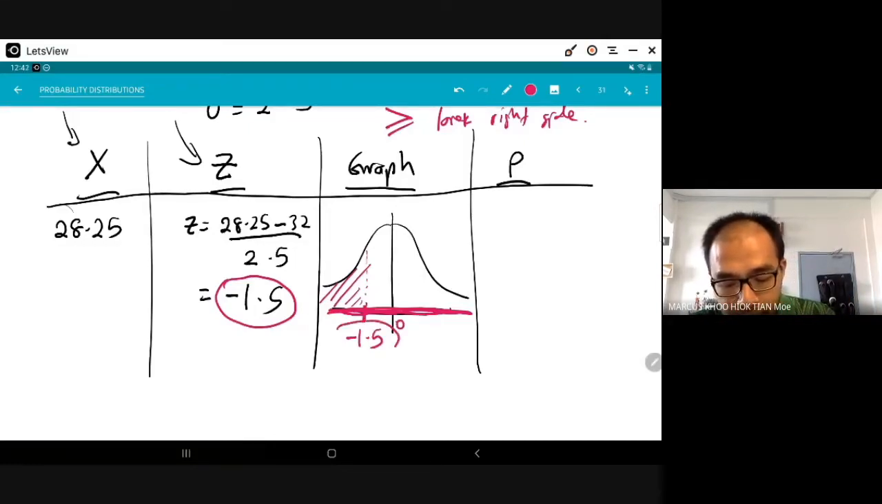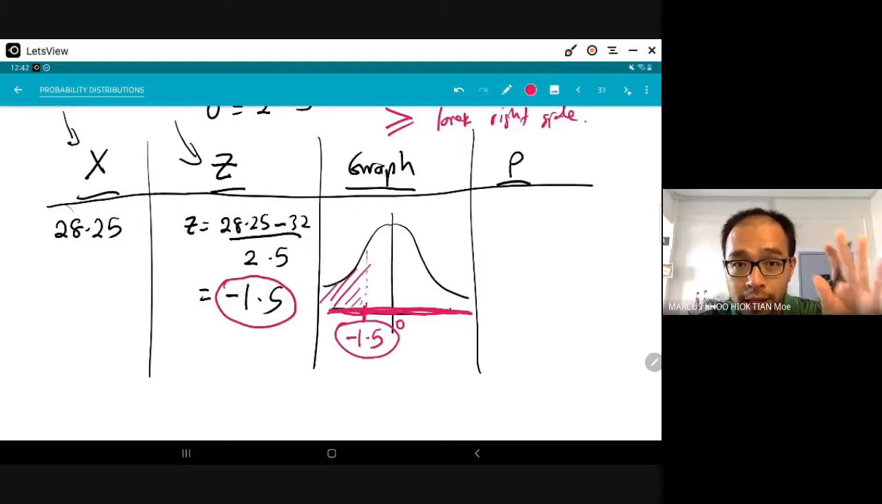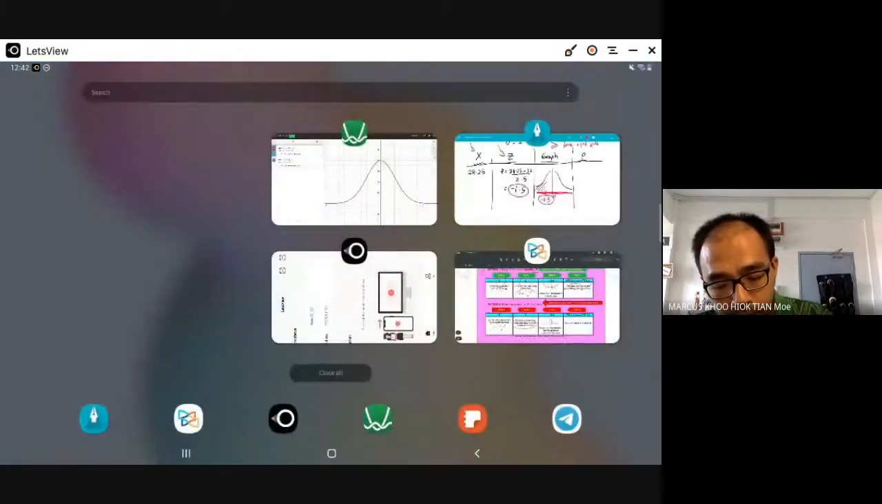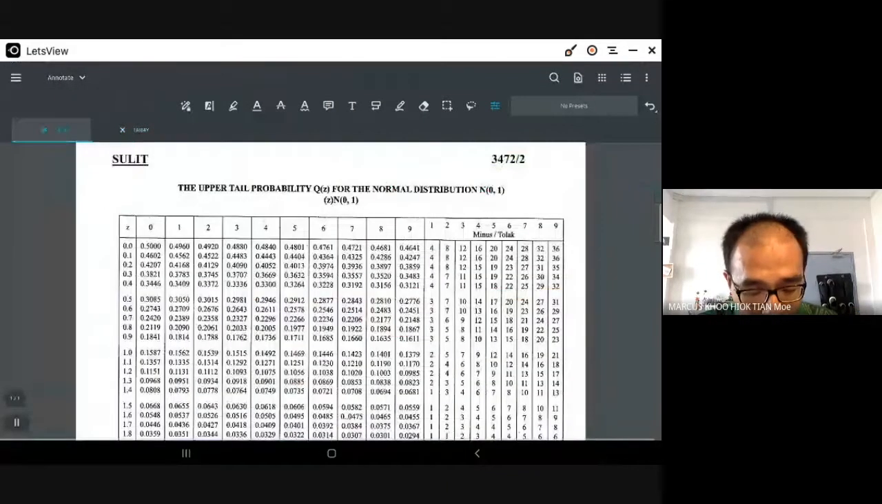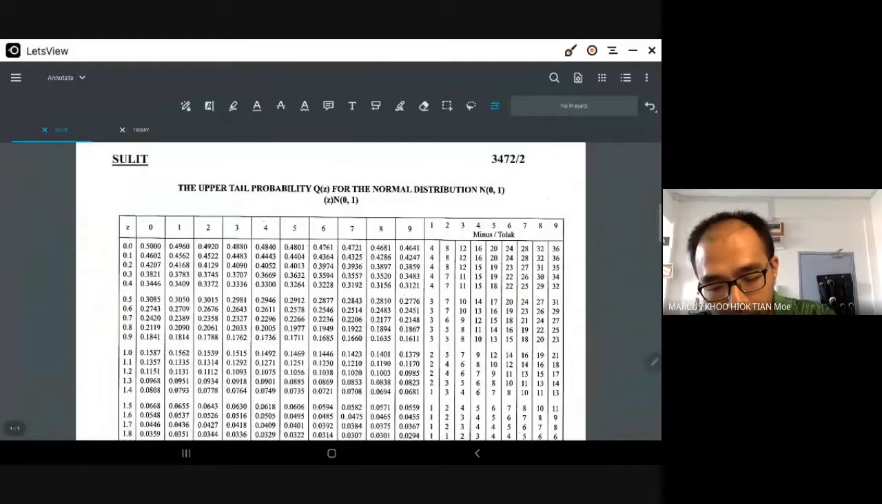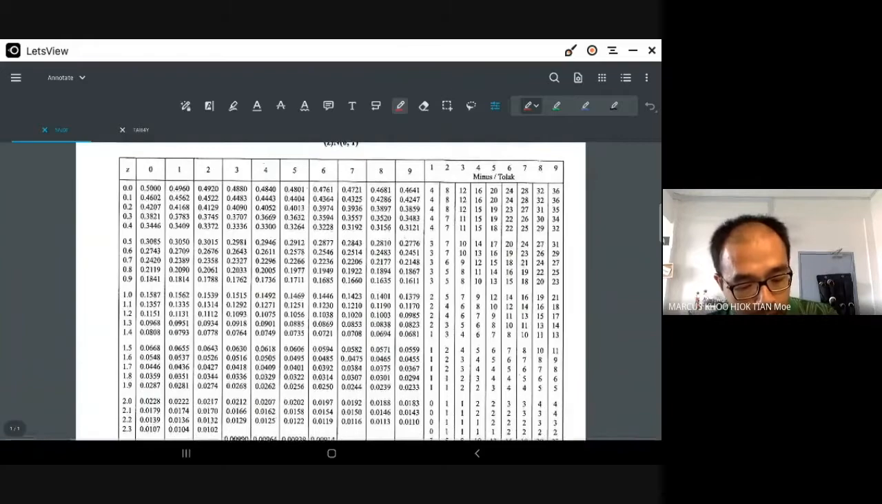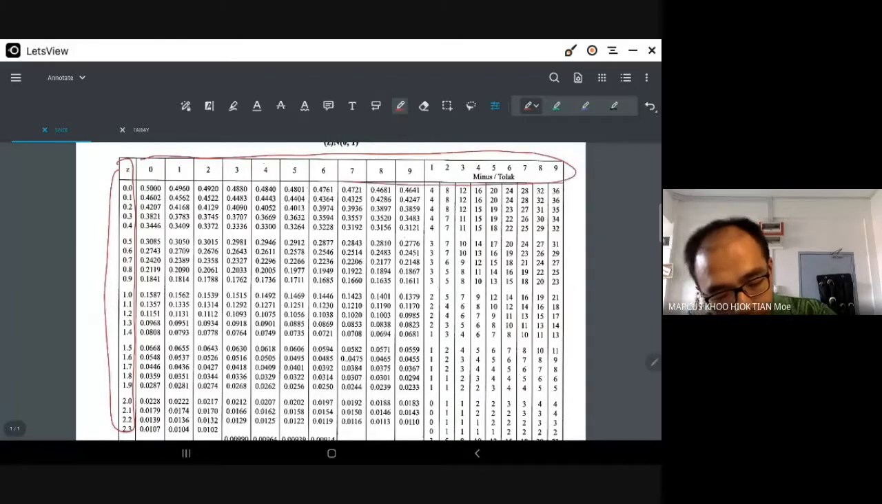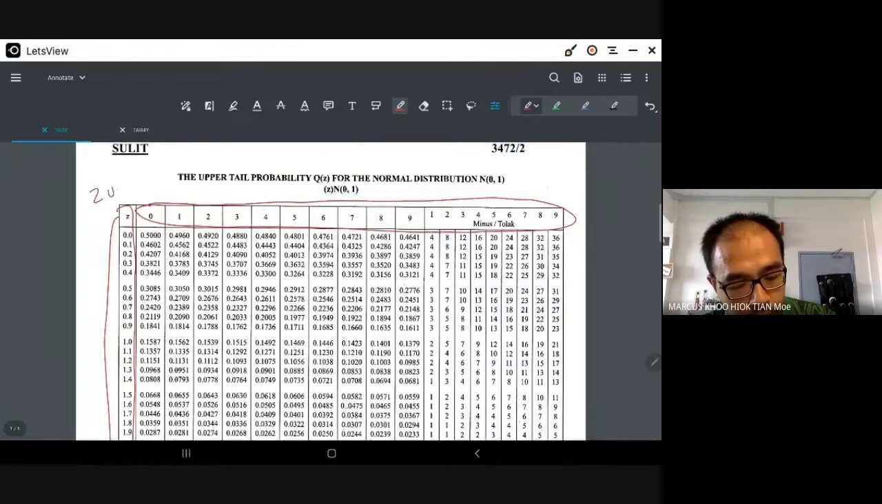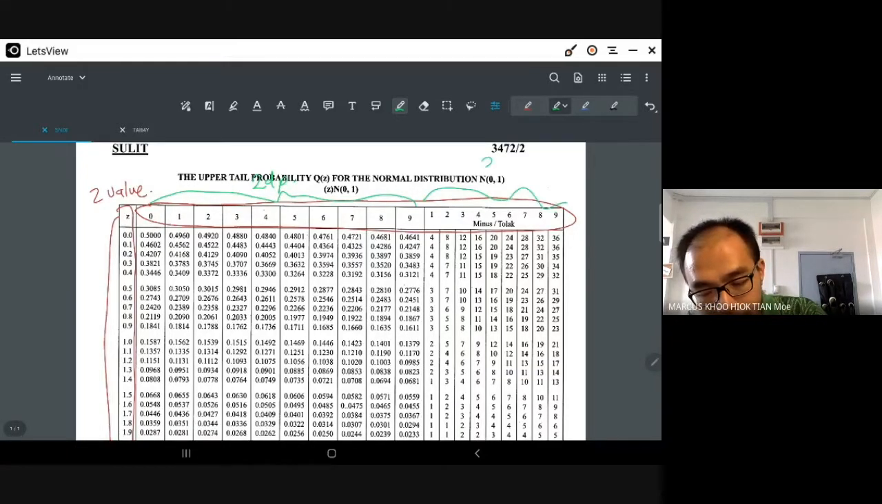Let's take this Z value. Z equals negative 1.5. Keep it in mind first, guys. Let's take a look at the standard normal distribution table. There are a few things that you need to know. Number one, this column and this column are all the Z values. These are the Z values. This one, this side over here, is the second decimal place, and this is the third decimal place.